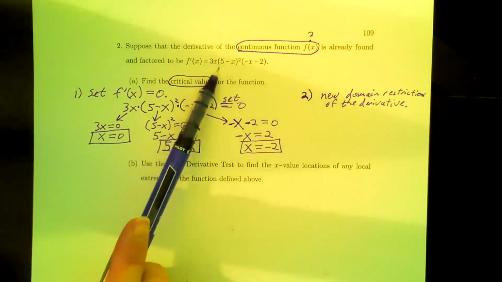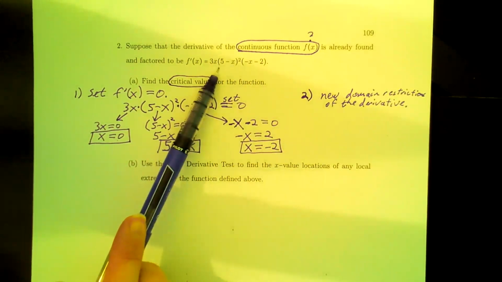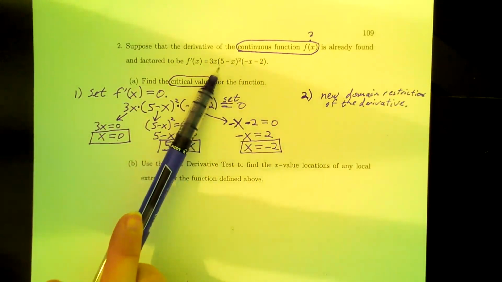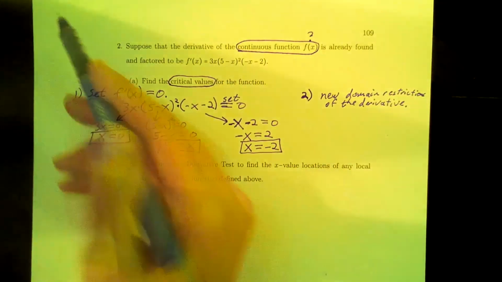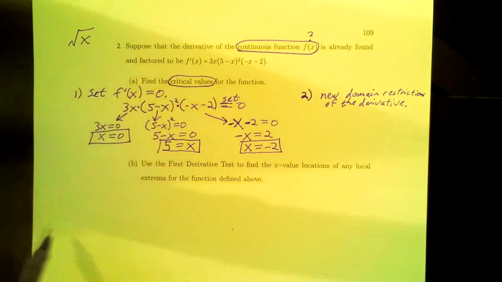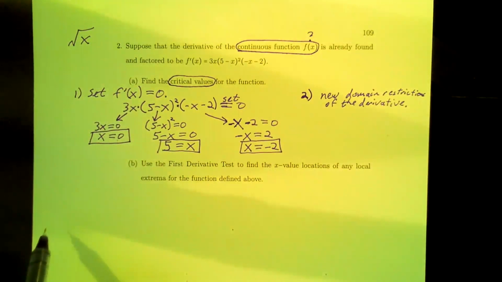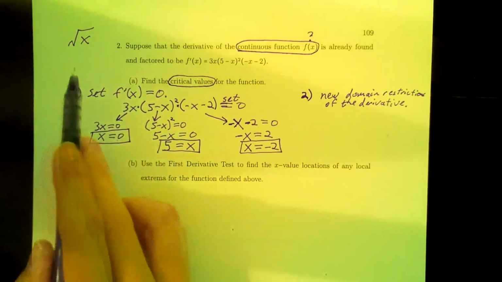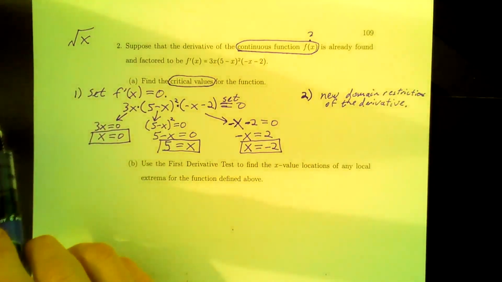When I look at this, I don't see any square roots. So no domain restrictions on what x can be. That is to say, if I had a square root of something, I'm not allowed to have a negative value of x inside. So I would have to be cautious around a square root and say, x can't be negative in there.